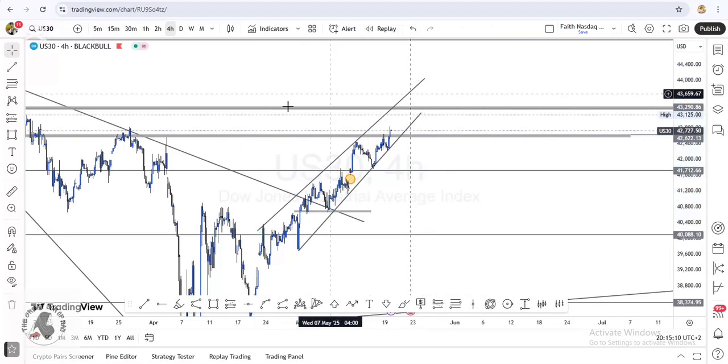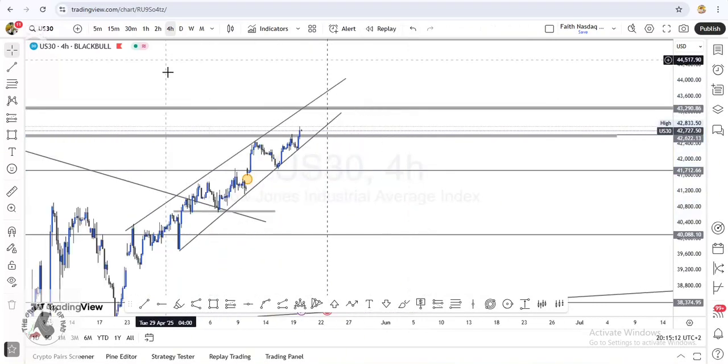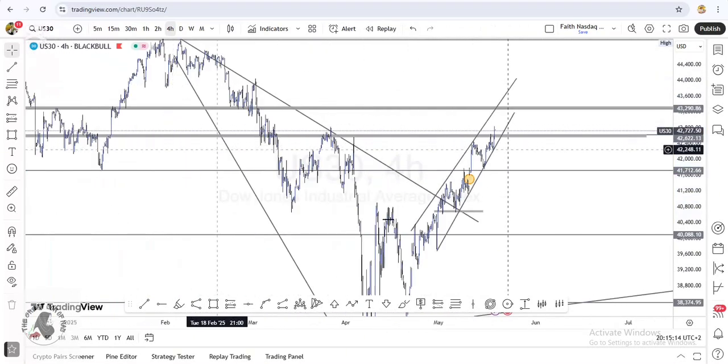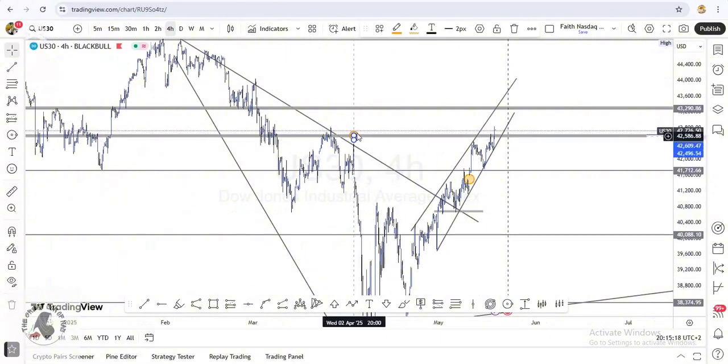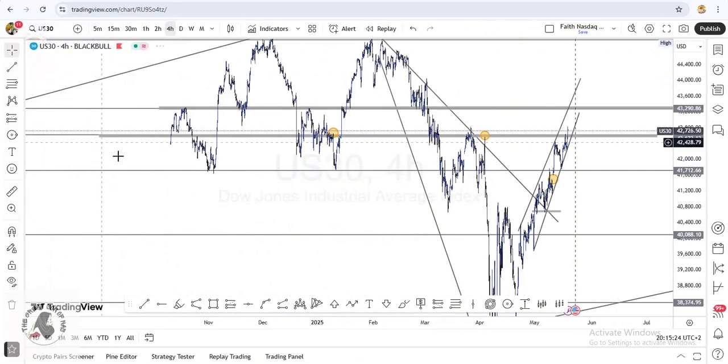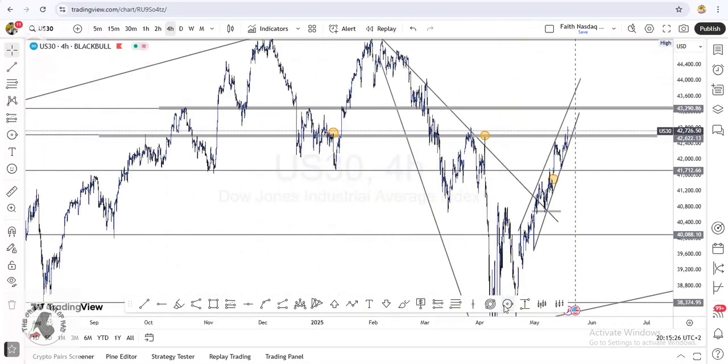So again, we get to understand that this zone is a very strong zone, this point. So we need to respect it perfectly. Looking at the past, when the market touches a certain zone, the market has been reversing.